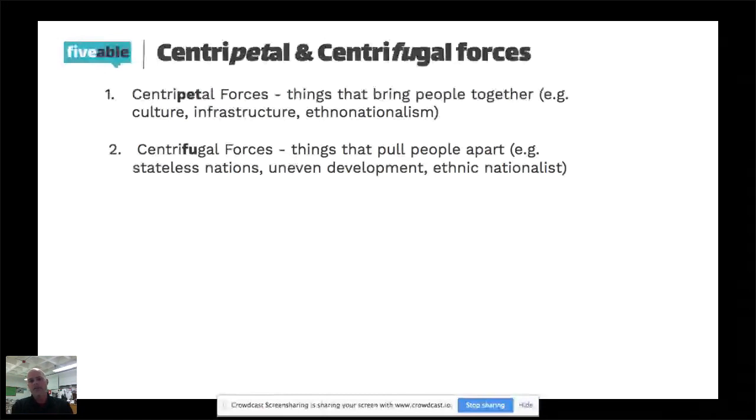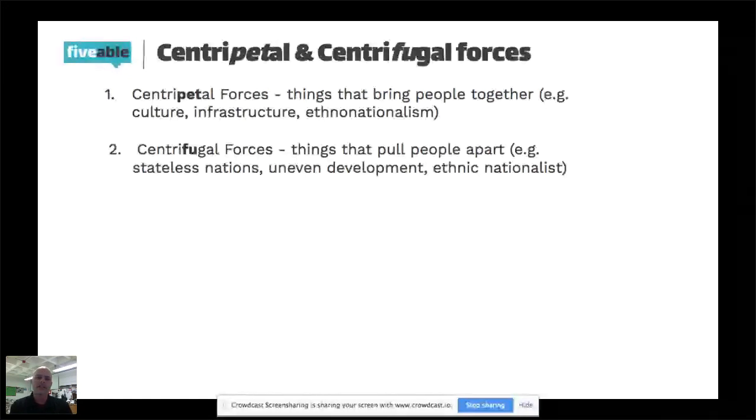Some examples here are stateless nations. The Kurds are the best example of a stateless nation. They are an ethnicity spread amongst about four different countries: Iraq, Iran, Syria, and Turkey. After World War I, or sometime early in the 20th century, they were promised their own country. It was going to be Kurdistan. That never happened. So they're spread amongst all these countries, and they're a minority in every single one of them. That can pull people apart.